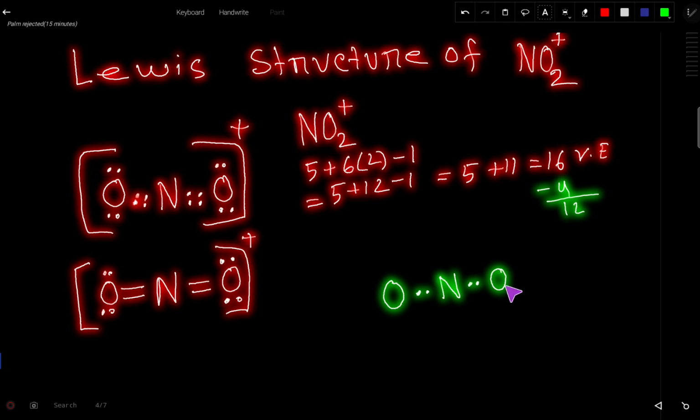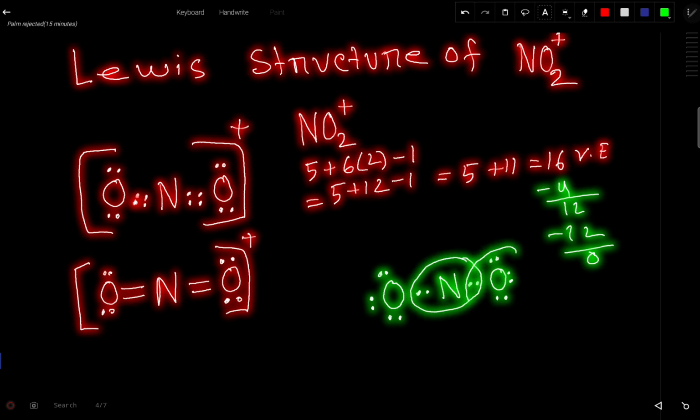Now we have to satisfy the octet for the outer atoms first. Here oxygen is the outer atom and nitrogen is the center atom. So this oxygen has 2, so it will take a maximum of 6 to satisfy its octet, and this oxygen also has 2, so it will take 6 more to satisfy its octet. So 6 plus 6 is 12, that gives us 0, right? Now look, this nitrogen has only 4, but this oxygen has 8 and this oxygen has 8.